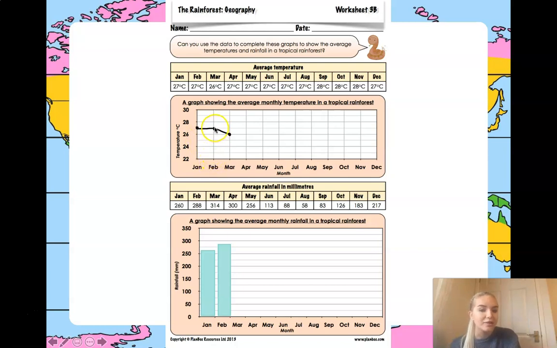Oh, I can see February is also 27, so I'm going to put a dot here too. And then I think of March, and I can see that March is 26 degrees. And I can see that 26 is here, so I'm going to put a dot here.